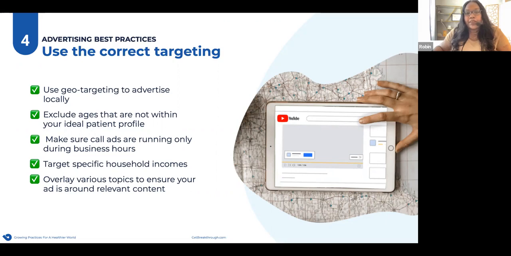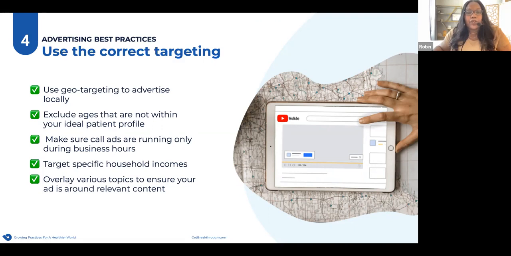You want to make sure someone is available to actually answer the calls. Or again, you're just wasting your investment because people are calling you and you're unavailable. So you don't want to turn anybody off. You can also target specific household incomes. And this is where we talk about the payer mix and things of that nature. If you want to get more non-Medicaid, and things of that nature, then targeting higher household incomes may be the right solution for you.